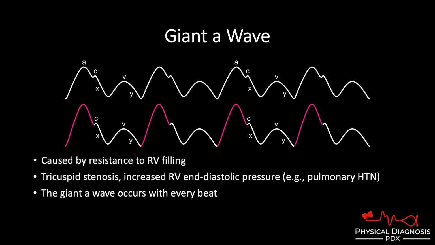What is the abnormality in this tracing? The A wave is more pronounced than usual. These are giant A waves. As we now know, the A wave occurs as a result of right atrial contraction. When there is resistance to right ventricular filling, right atrial contraction generates increased pressure, resulting in larger than normal A waves. Giant A waves occur with every beat, unlike cannon A waves, which usually occur intermittently. Causes of giant A waves include tricuspid stenosis and increased right ventricular end diastolic pressure from any cause, for example, pulmonary hypertension. Listen for an associated right-sided S4 gallop.